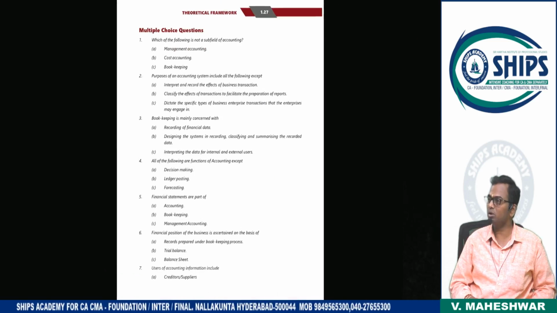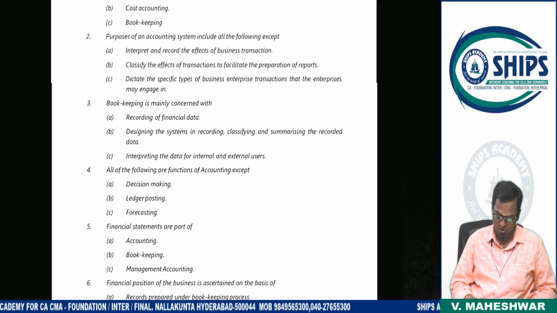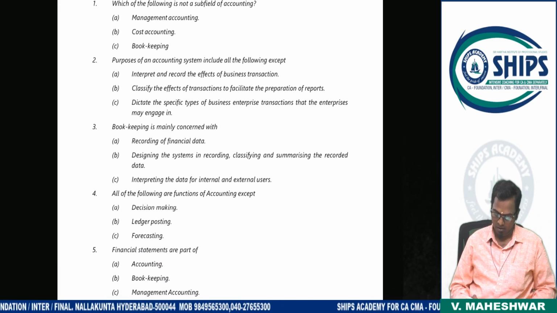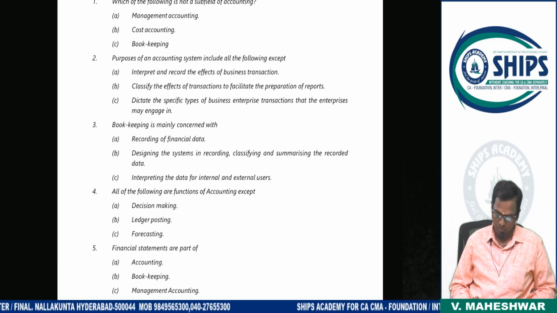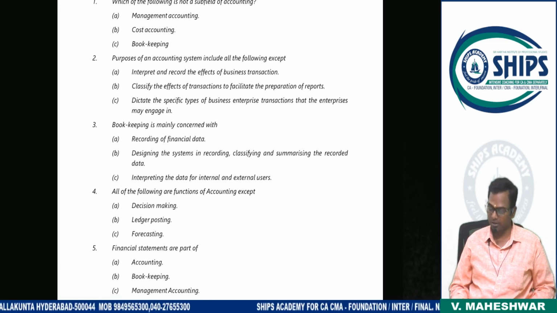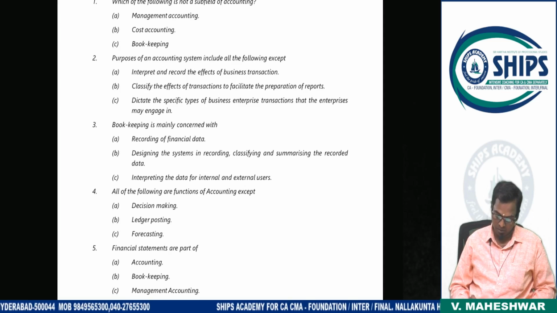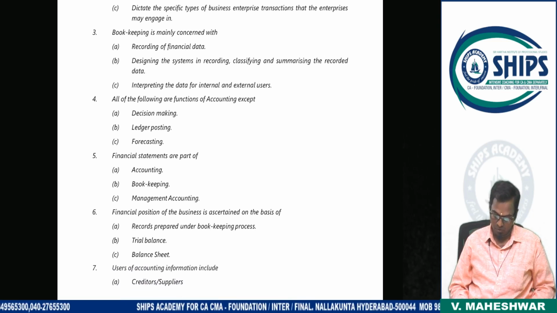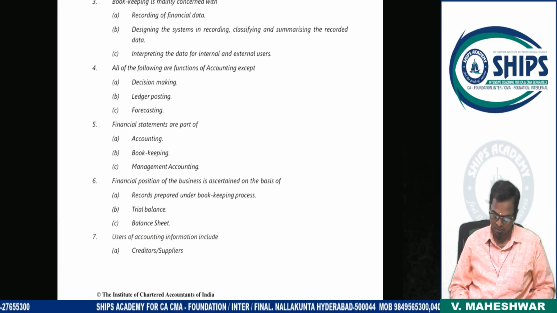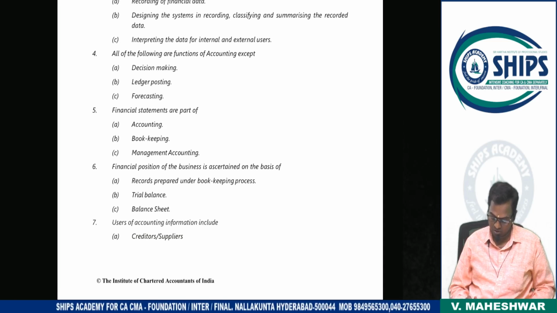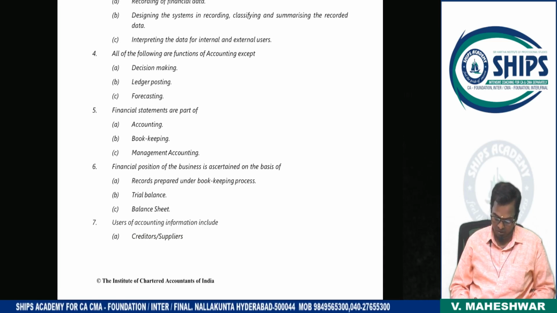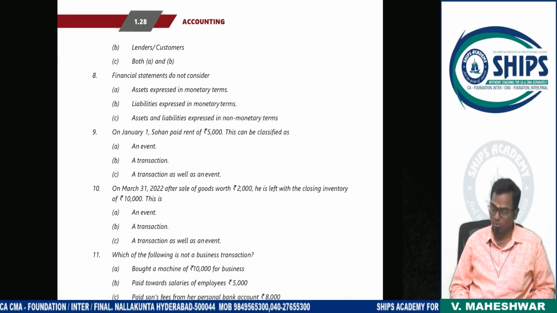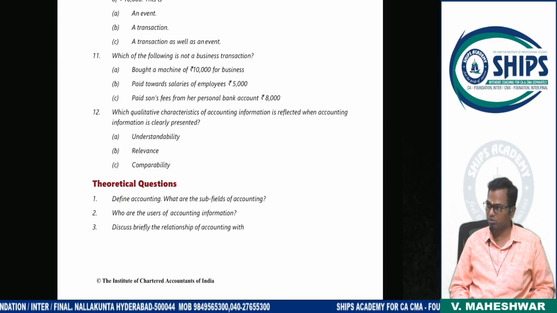So, multiple choice questions for both. Which of the following is not a subfield of accounting? The purpose of an accounting system includes all of the following except. Bookkeeping is mainly concerned with, and three options are given for you. All of the following are functions of accounting except. Financial statement is a part of. Financial position of the business is ascertained on the basis of users of accounting information, which include creditor, lender, customers, both A and B. So these are the multiple choice questions for you.